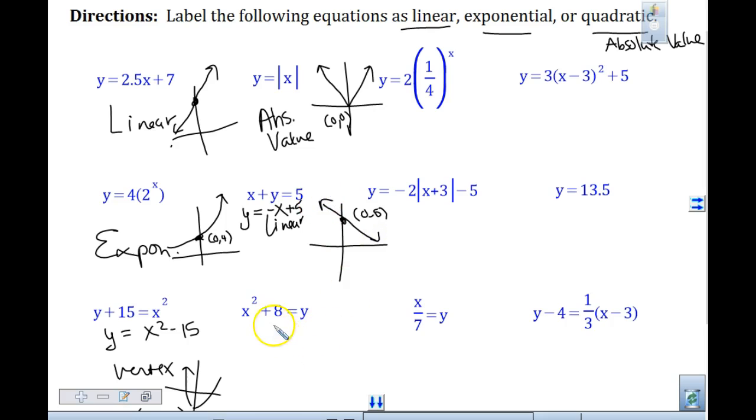Joe, you ready for the next one? Okay. It's quadratic. And the y-intercept is 0, 8. And what else is that 0, 8 besides the y-intercept? It's also my vertex.